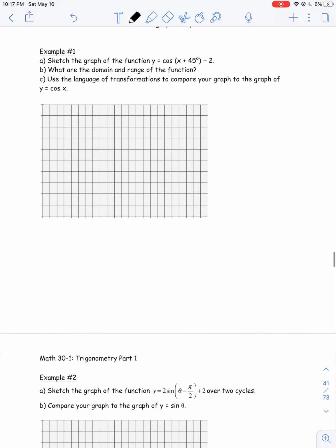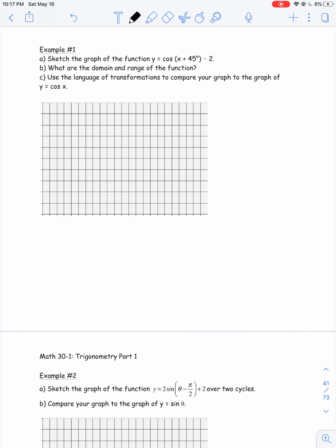So for example number 1, they want us to sketch the graph of y equals cos in brackets x plus 45 degrees, minus 2. First of all, if you want to graph this, you need to be in degree mode. So first change your mode to degrees, of course, and then go to your graphing calculator and graph cos in brackets x plus 45 and then outside the bracket minus 2.